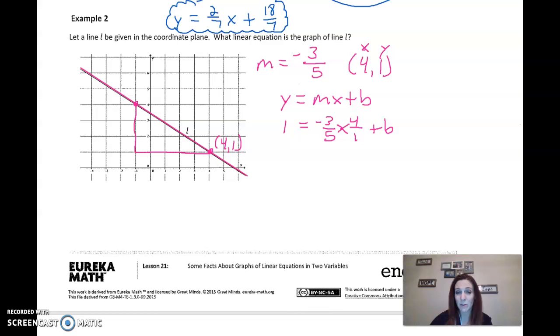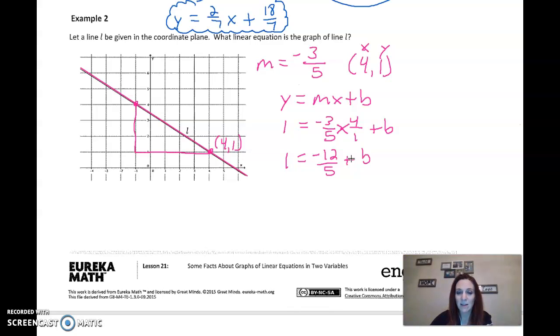Unfortunately, if I try to cross-reduce here, 5 and 4 have a common factor of 1, doesn't help me. -3 and 1, common factor of 1, doesn't help me. So I am just going to multiply straight across and get -12/5. 3 times 4 is 12, 5 times 1 is 5, plus b. And again, I'm solving for b. Same process. I know it's a fraction. I know it looks ugly, but it's the same process.